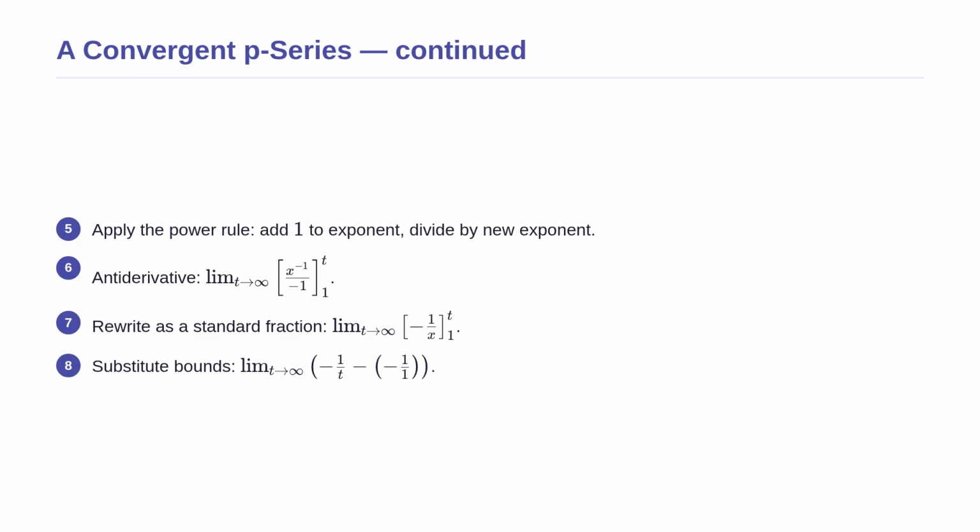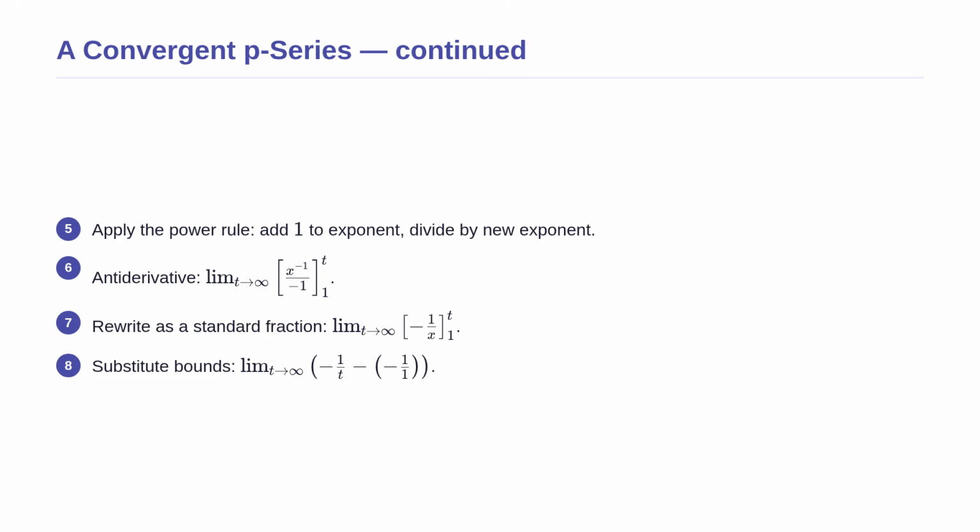We now use the standard power rule for integration. We add exactly 1 to the current exponent, turning -2 into -1, and then divide by this new exponent. This gives us our raw antiderivative. We rewrite this back into a standard fraction format, which gives us -1 over x.